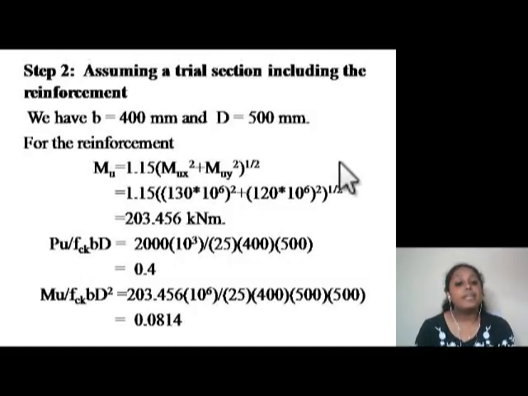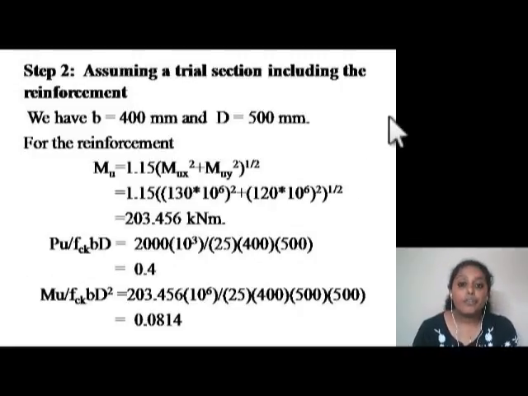Next we have to assume a trial section including the reinforcement. We know B is equal to 400 mm, capital D is equal to 500 mm. So we have to find Mu. The equation for finding Mu is 1.15 into (Mux square plus Muy square) whole raised to 1 by 2.